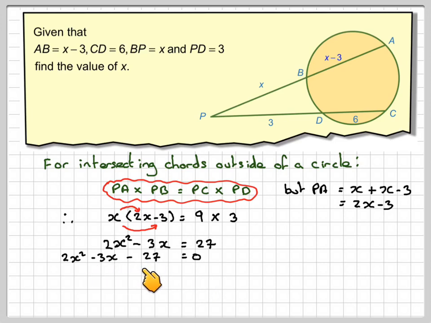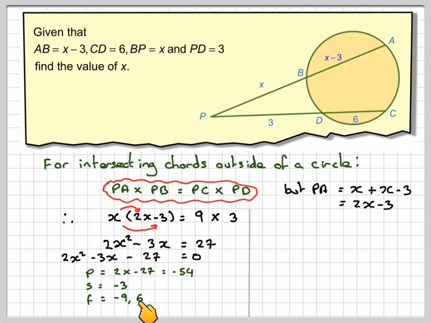So we've got to factorise this quadratic. If we can't factorise it, we use the formula. So the product will be 2 times minus 27, which is minus 54, and the sum will be minus 3. So we want two numbers which multiply to give minus 54 and add to give minus 3. The factors will be minus 9 and 6. Minus 9 times 6 gives me minus 54, minus 9 plus 6 is minus 3.